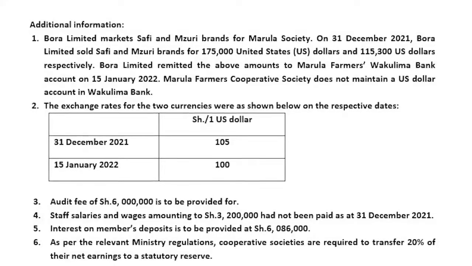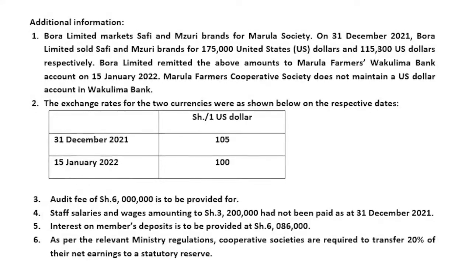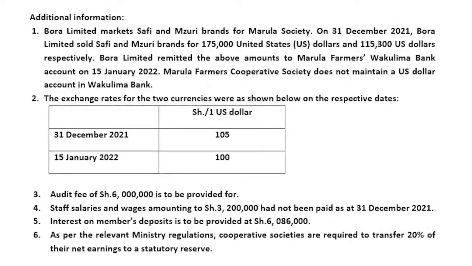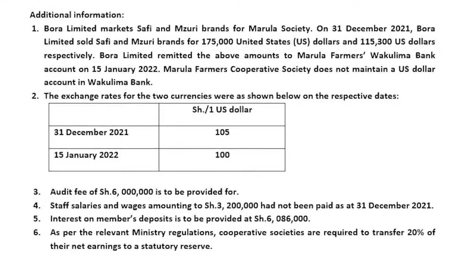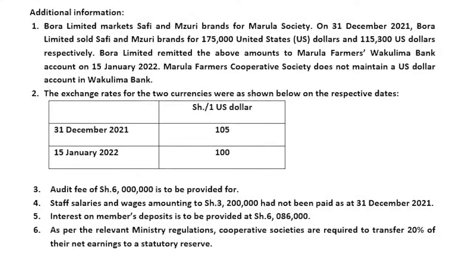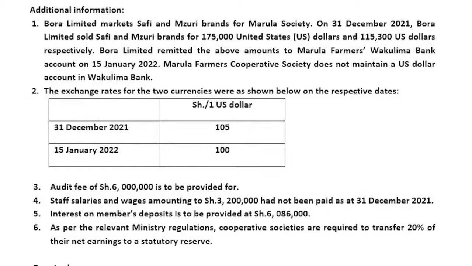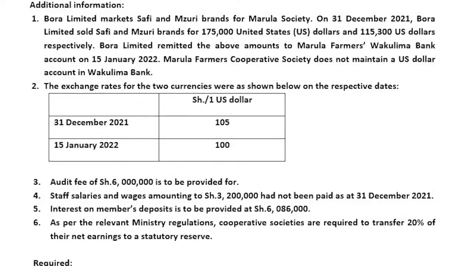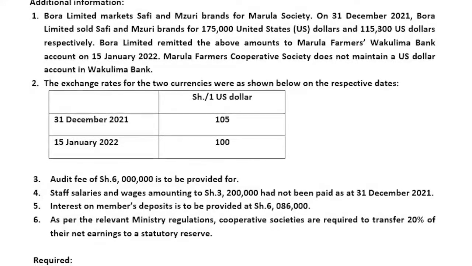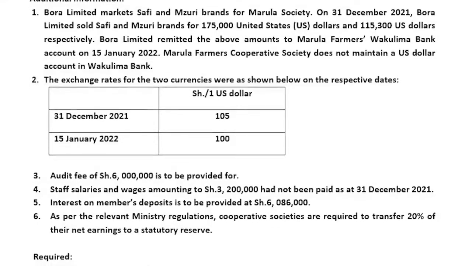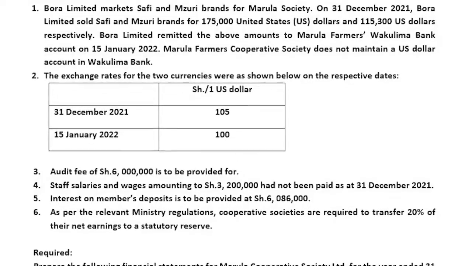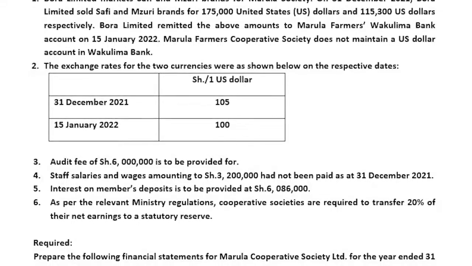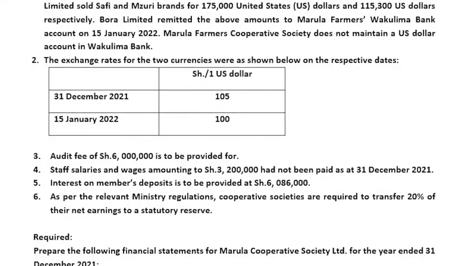So in number 2, we are given the exchange rate for the two currencies, as shown below. We're given the exchange rate on 31st of December 2021, which was 105 shillings, equal to $1. And then on 15th of January 2022, $1 was equal to 100 Kenya shillings. Automatically, when translating the sales for the two coffee brands given in the information number 1, we are going to use the exchange rate on the date the money was remitted to the bank account, that is on 15th of January 2022.